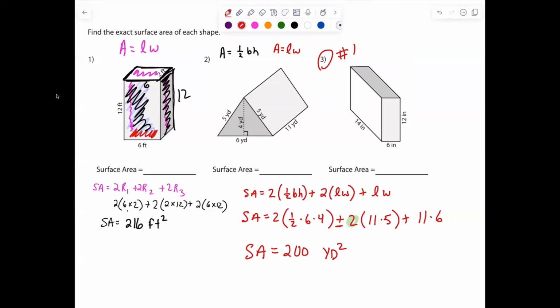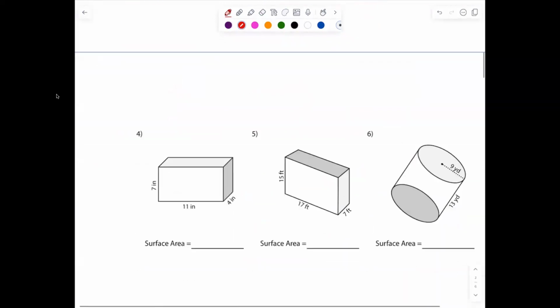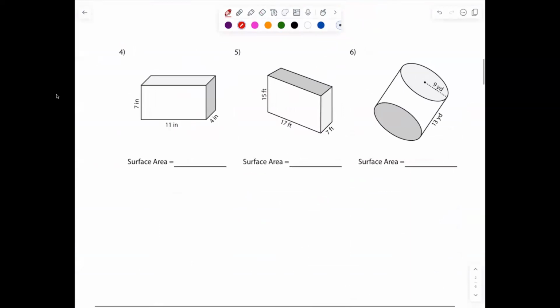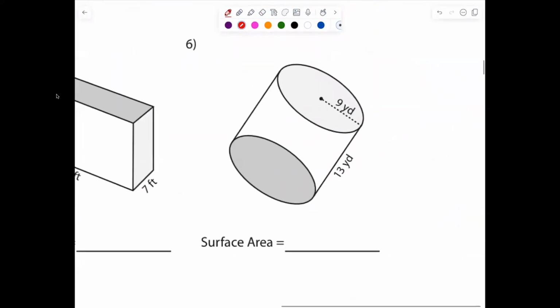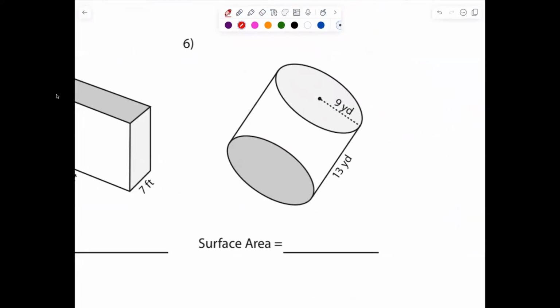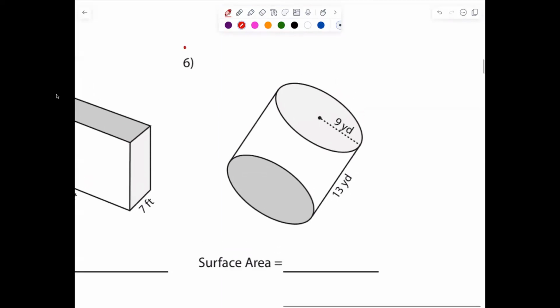All right, here we go. Let's go down now. Let's take a look at which one's different here. 6. So let's everybody take a look at number 6 now. Who can tell me what that's made? That's a radius. The name of the shape is called a what? Cylinder. All right, now this one, I'd like everyone to put a little star by it. A lot of people have trouble with this.